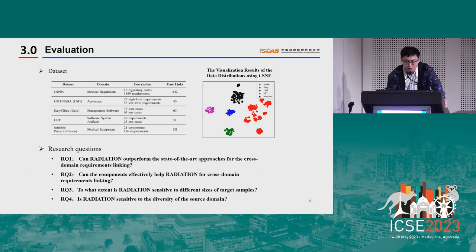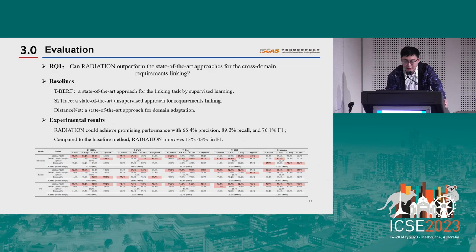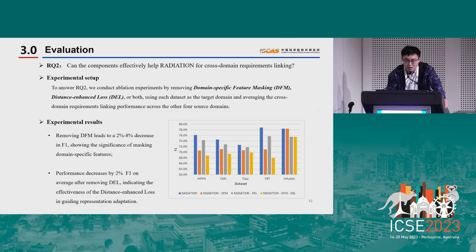RQ1 is to investigate the effectiveness of RedAsian. We compare it with state-of-the-art baselines in terms of cross-domain requirements linking. The results show that RedAsian could achieve promising performance, and compared to the baseline methods, it improves 13% to 43% in F1. And RQ2 is to investigate whether each component could significantly improve the performance.